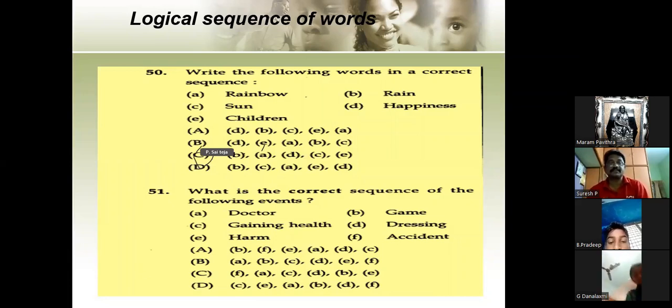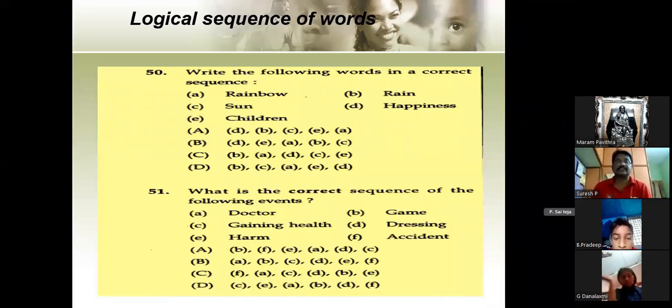So first, the rain will be there. For example, rain is B. Next, sun. Next, A, the rainbow will come. Next, the children see the rainbow, then they get the happiness. So B, C, A, E, D is the correct answer. Like that you have to identify. What is the correct sequence of the following events? Gaining health, harm, accident, dressing, again. You have to identify the order of those things here. This is very important.